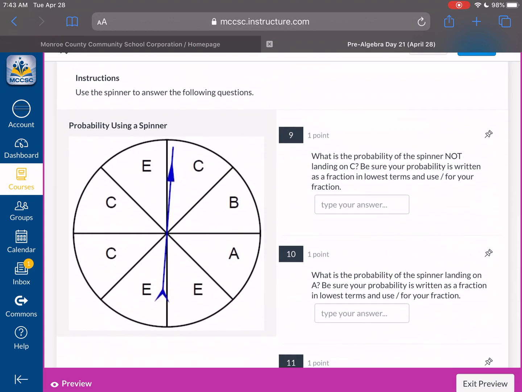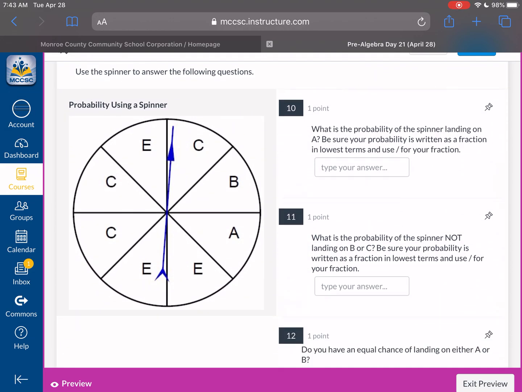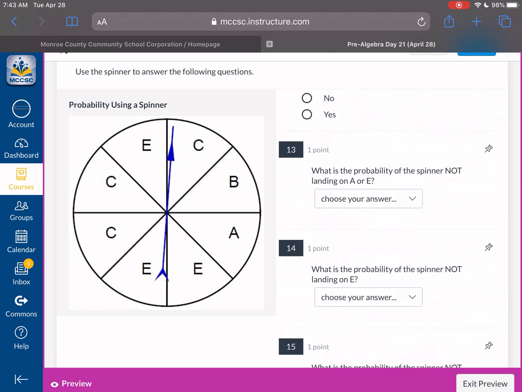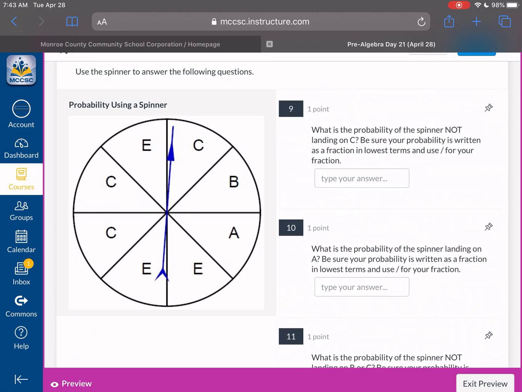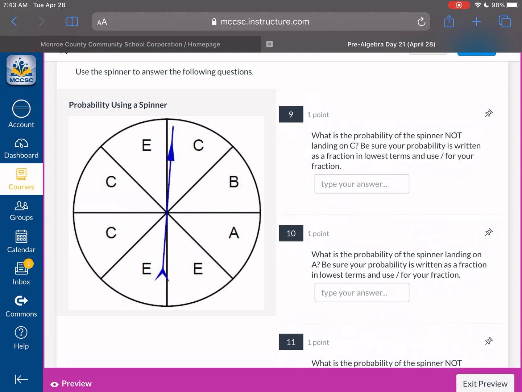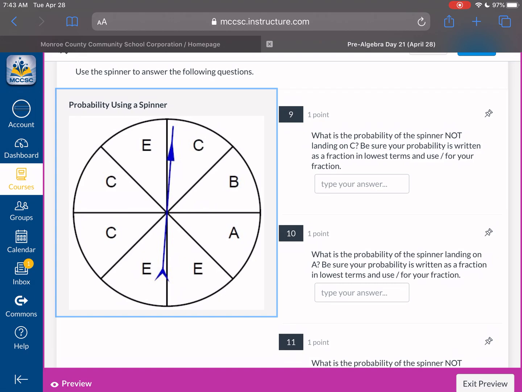Now we're using another spinner. This one has letters on it. Same basic idea, except instead of drop downs, you're just going to type in your answer. What is the probability of the spinner not landing on C? Before we can do that, we have to know what our denominator is, so we have to count our sections. 1, 2, 3, 4, 5, 6, 7, 8.